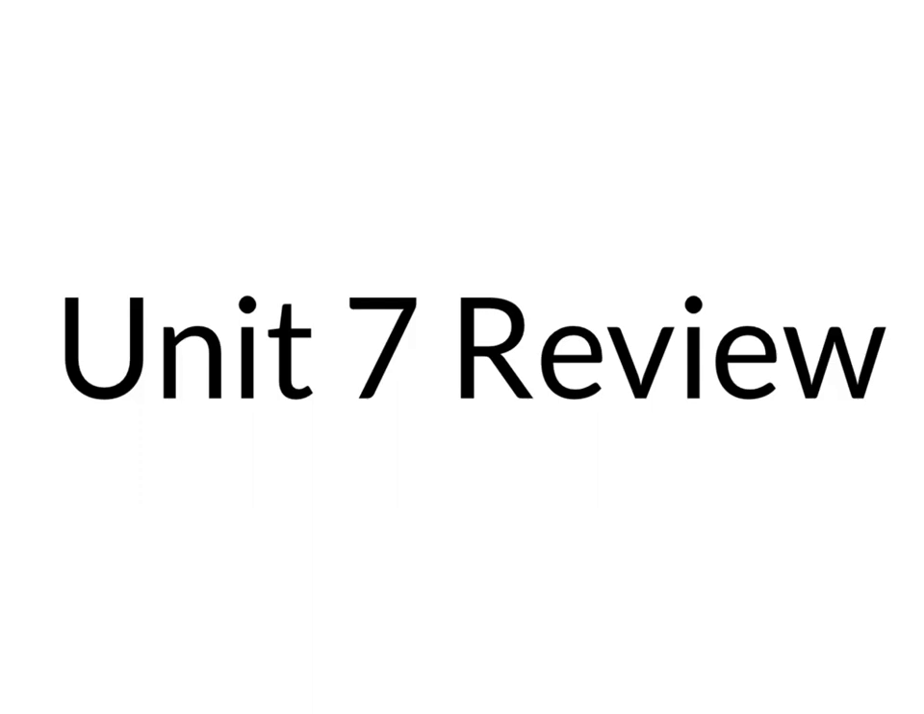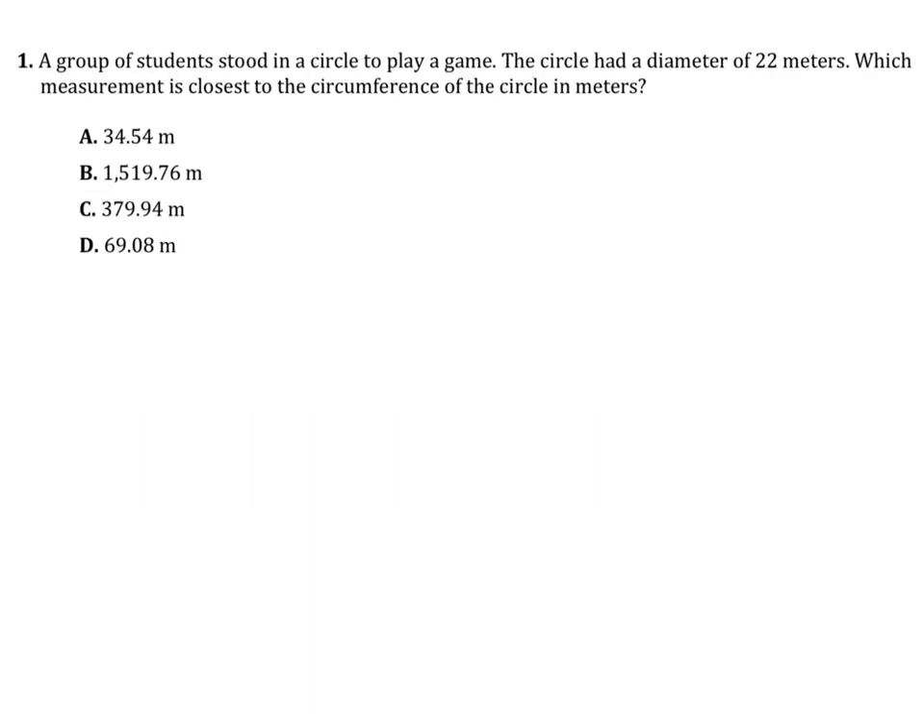Here's the review for Unit 7. Number 1 says a group of students stood in a circle to play a game. The circle had a diameter of 22 meters. Which measurement is closest to the circumference of the circle in meters?